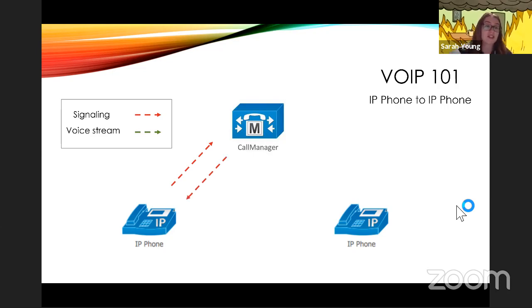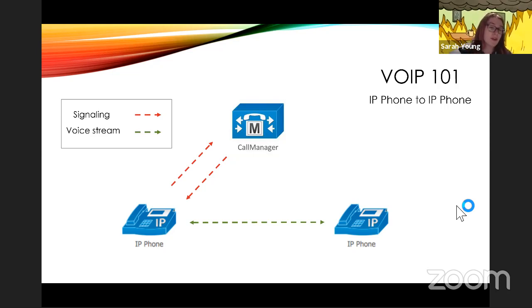So the call manager signals back to the IP phone and says, here's your IP address. You need to send the voice traffic to this IP. And then the IP phone will send the voice stream to that IP address that corresponds to the other IP phone. And then the traffic goes directly between the two phones.